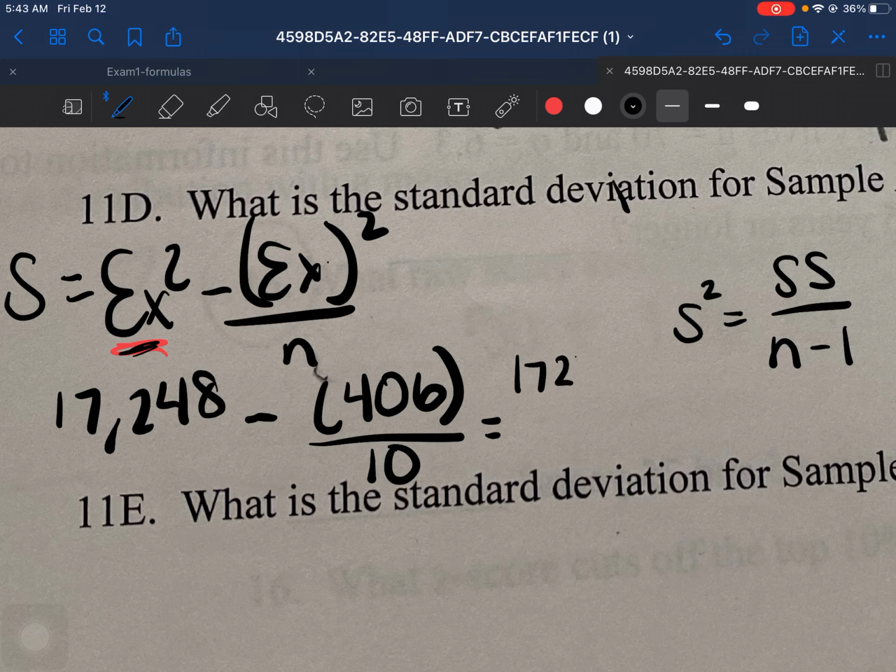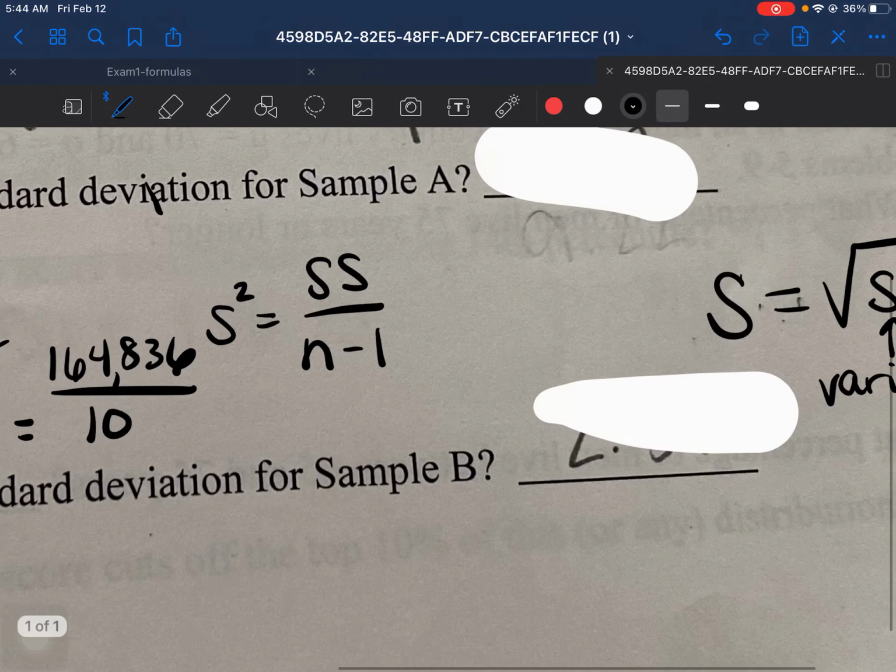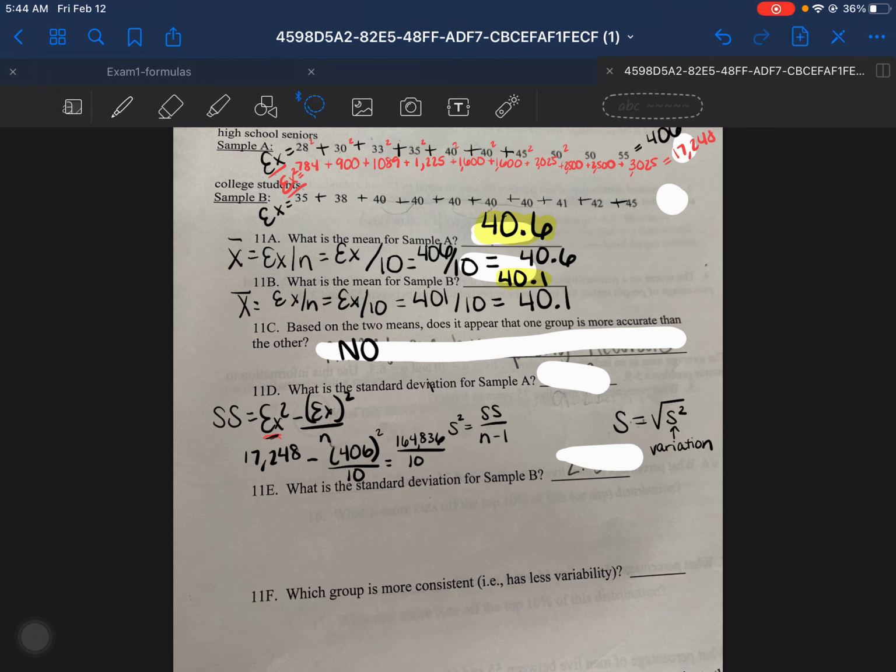And then we're going to do 17,248 minus, oh wait, sorry. I skipped a big step here. What we need to do before that is 406 squared. So 164,836, and then divide that by 10. There we go.